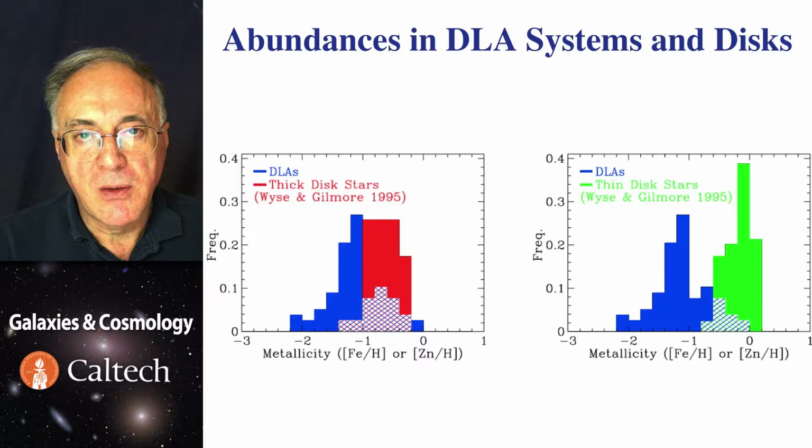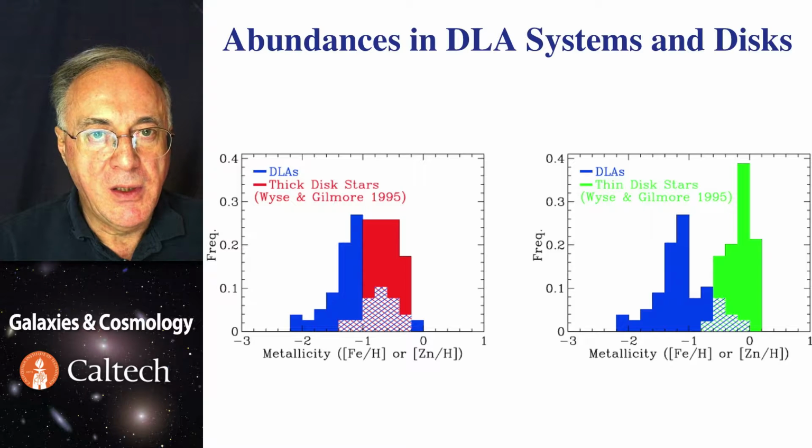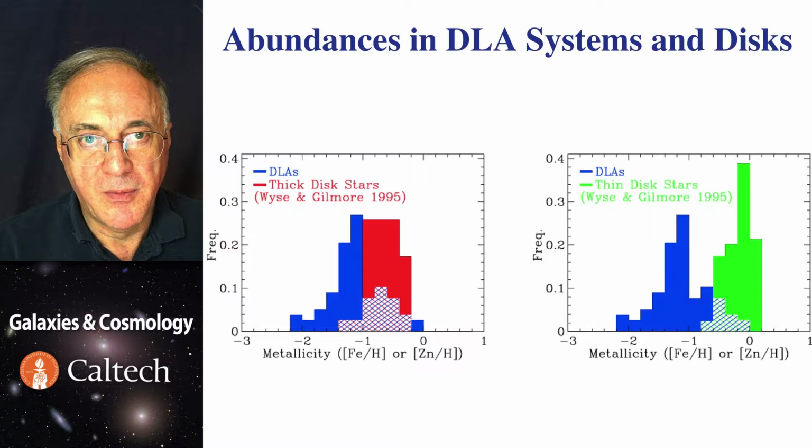The column density is so high that in addition to hydrogen, we can measure various metallic species, and from that we can infer metallicity just as we would for stars. Here are the histograms comparing metallicity distributions in damped Lyman alpha absorbers, the solid blue, with metallicities of stars in the thick disk of the Milky Way on the left, the red one, and the thin disk of the Milky Way, the green one, on the right.